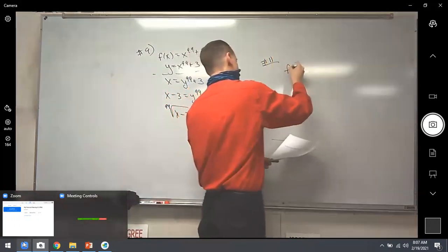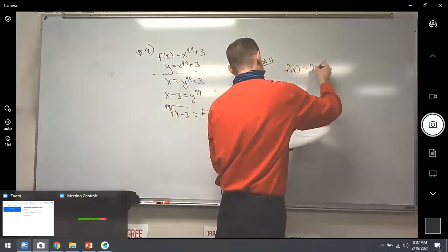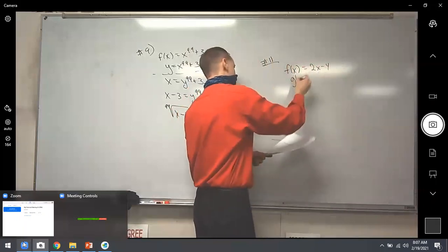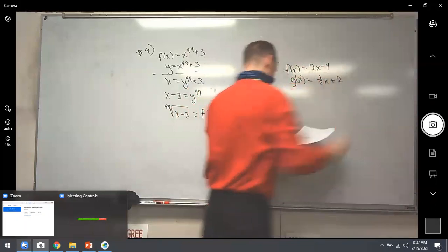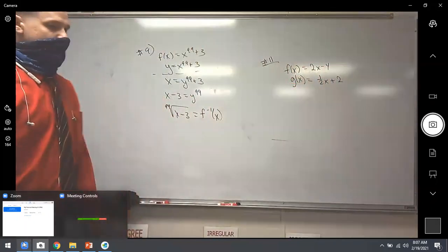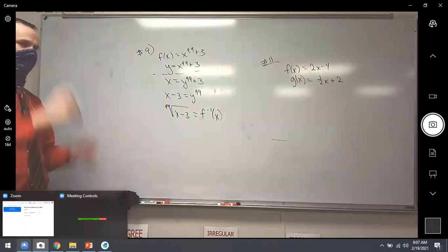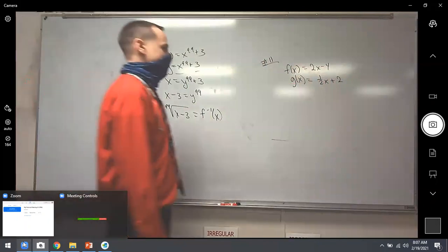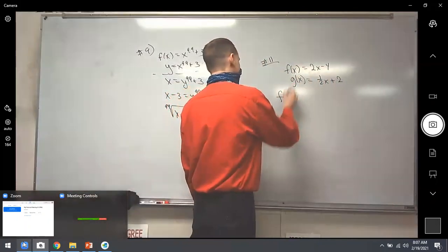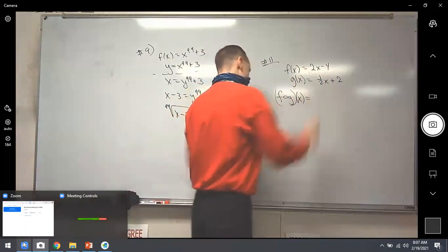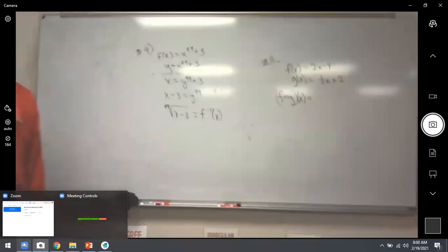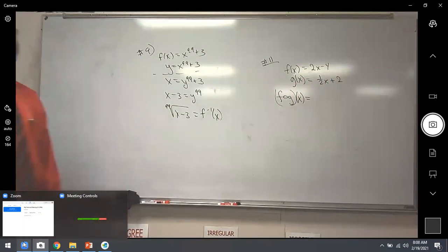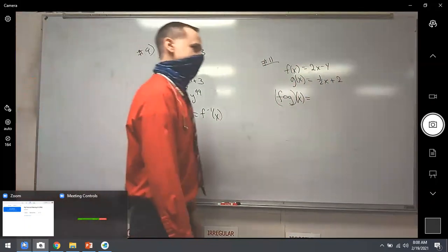So they give you two random functions, f of x, 2x minus 4. They also give you another function, g of x, which is 1/2 x plus 2. My job is to algebraically figure out if these are inverses. That means you need to compose them. You need to do both. You need to do f composed with g, and you also need to do g composed with f and see if you get out x. So let's see if we do.